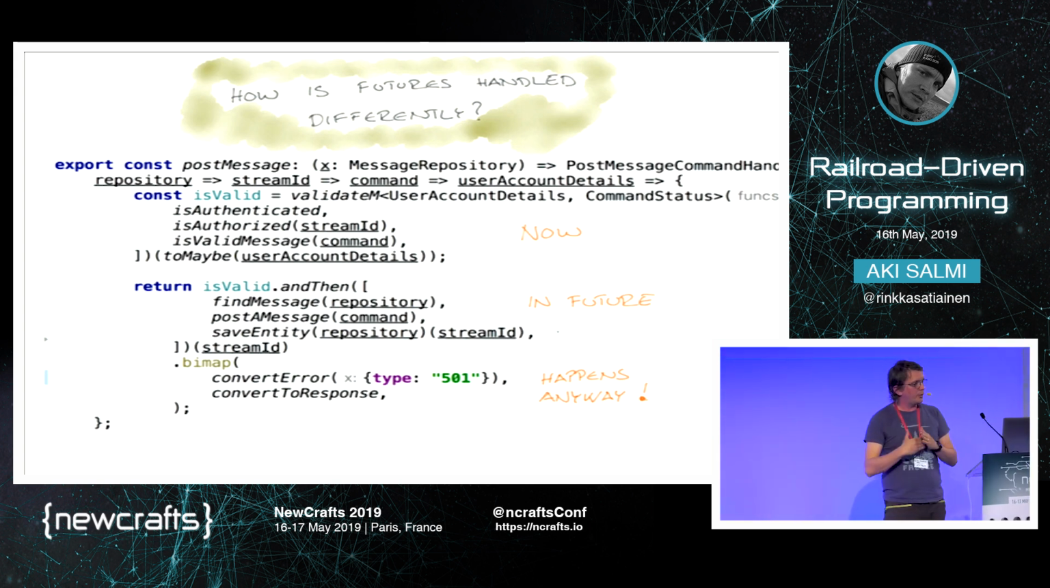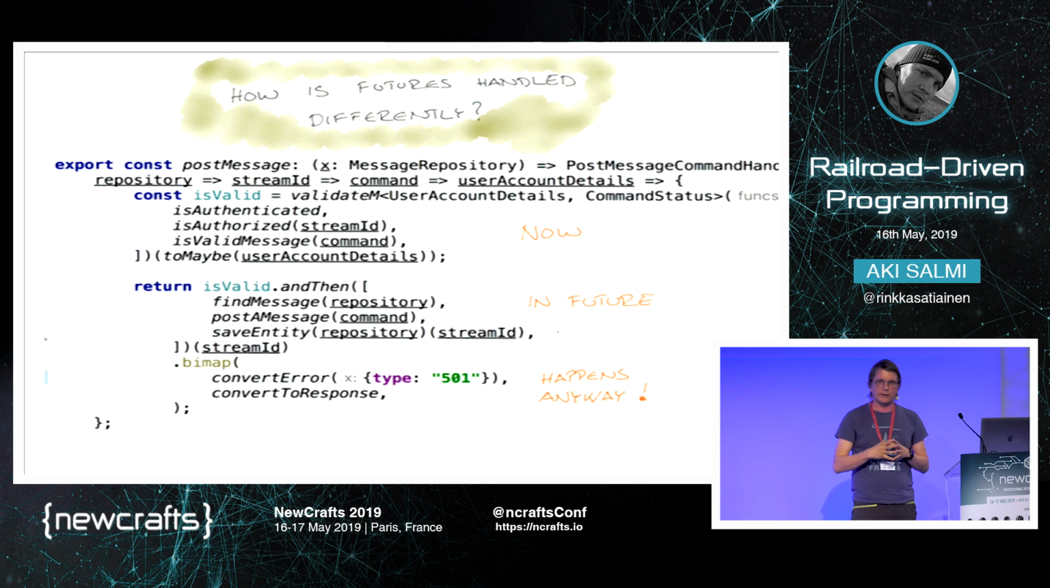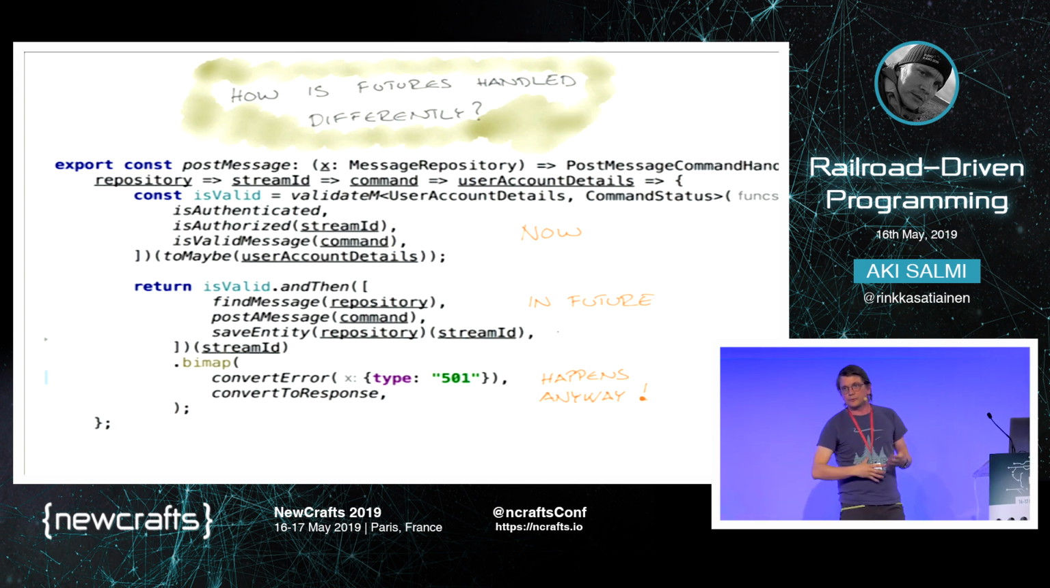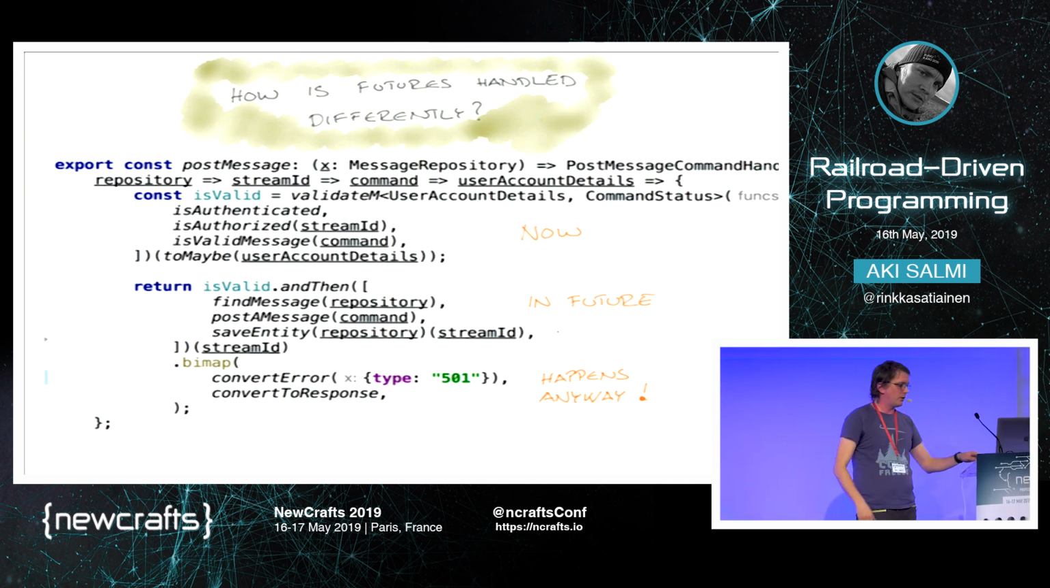So this is what it looks like now. So the code in Node.js. I can say something that happens now, something that happens in the future eventually, and then the rest happens anyway. So the bimap is something that is called anyway, where I can return whatever I want to the routes.